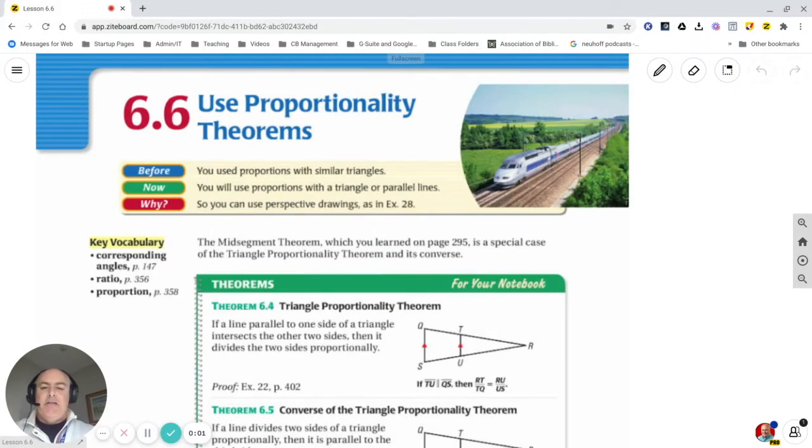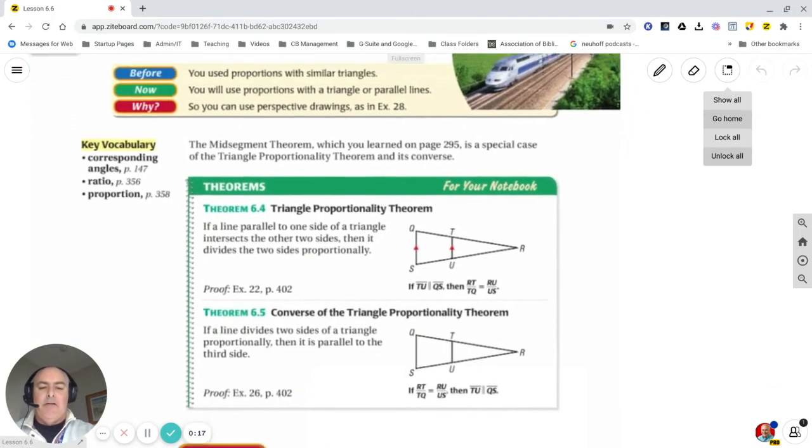In lesson 6.6, we're going to begin to look at proportionality in triangles when we have a line across the middle similar to a midsegment, knowing that this segment in the middle is parallel to one of the other sides.